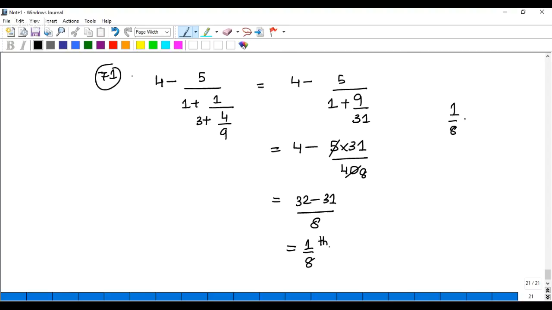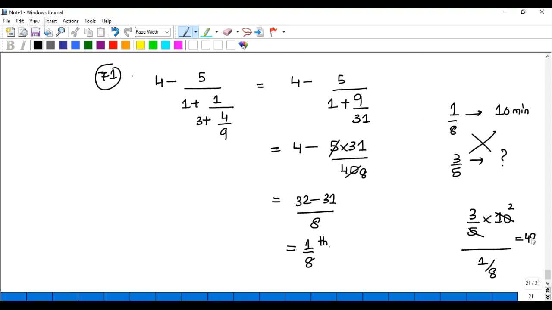So 1 by 8th part, it takes 10 minutes. So 3 by 5 will take how much time? Just cross multiply. It's 3 by 5 into 10 by 1 by 8. So that's 48 minutes.